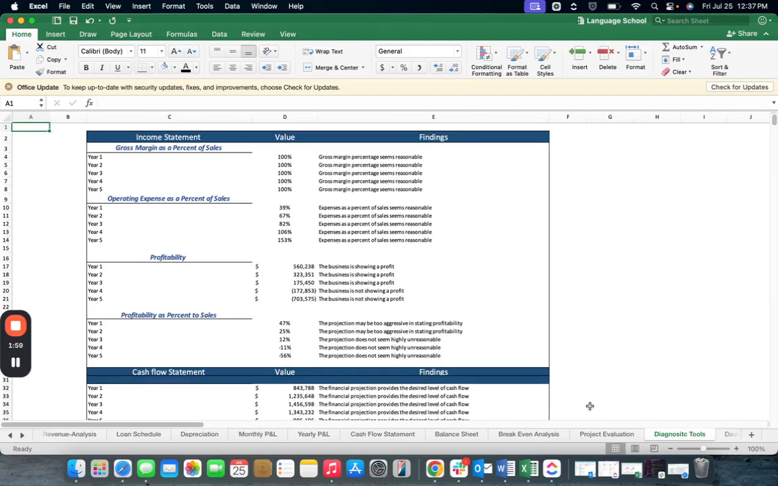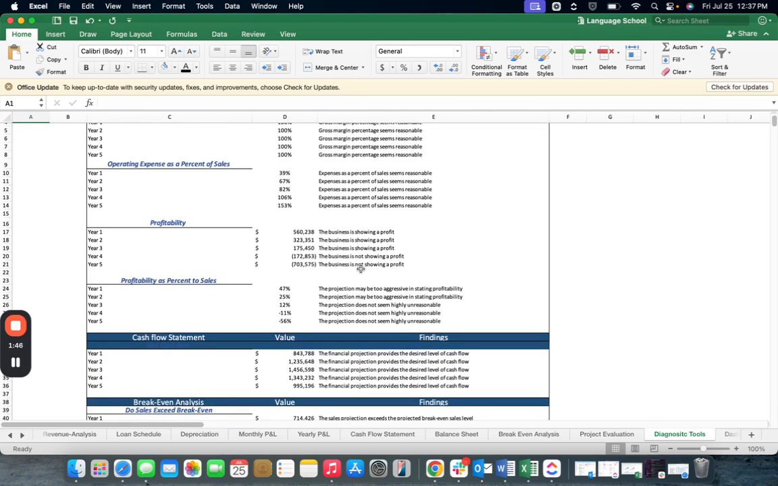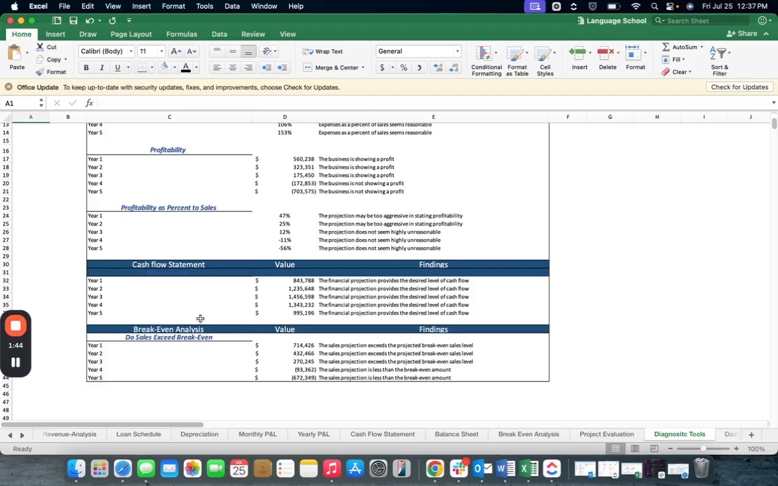Coming towards the diagnostic tool, here it shows the gross profit margin as percent of sales. Then we have operating expenses as percent of sales. Then we have profitability as percent of sales, their descriptions along with the cash flow statement and break-even analysis, the findings as well.